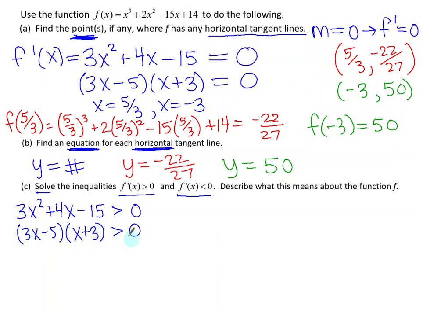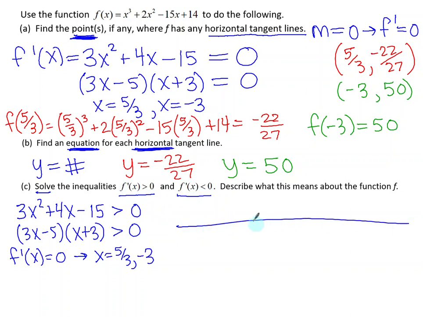When we are trying to figure out where this derivative is greater or less than 0, we first want to start with where our derivative equals 0. And that happens when x equals 5/3 and negative 3. Let's set up a chart that helps us figure out when our derivative is greater than 0 and when our derivative is less than 0. We know that our derivative equals 0 at negative 3 and 5/3.